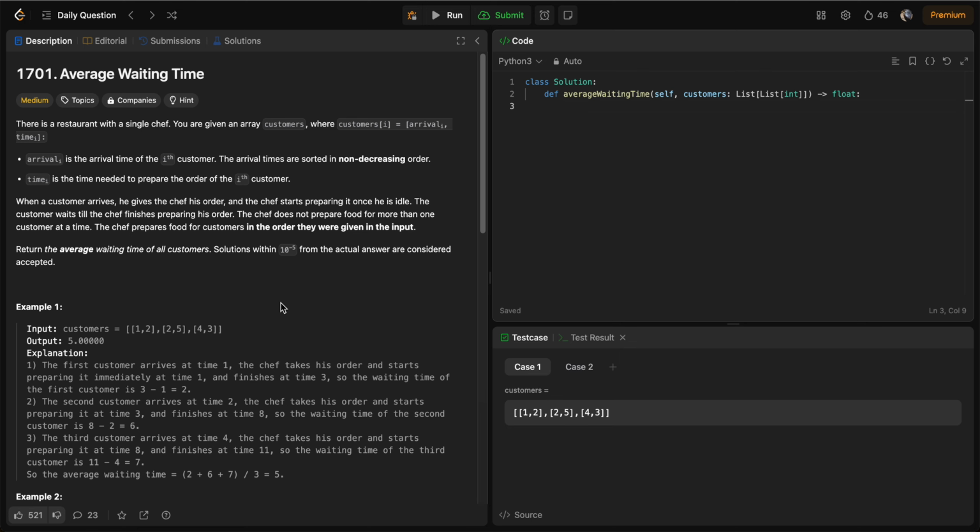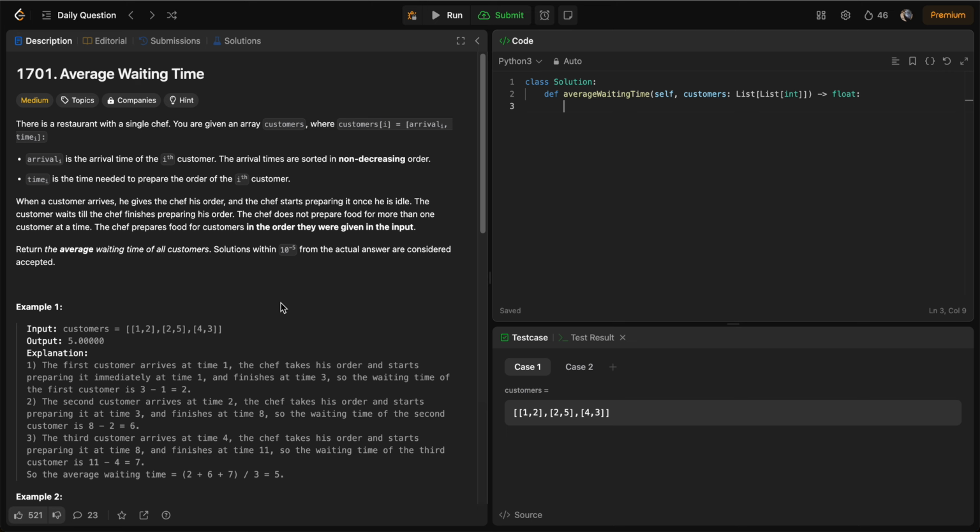Everyone, today we're looking at today's daily Leetcode question, number 1701, average waiting time. It's a medium problem. Let's read the problem. So, there is a restaurant with a single chef. You are given an array of customers where customers[i] is equal to arrival_i, time_i.